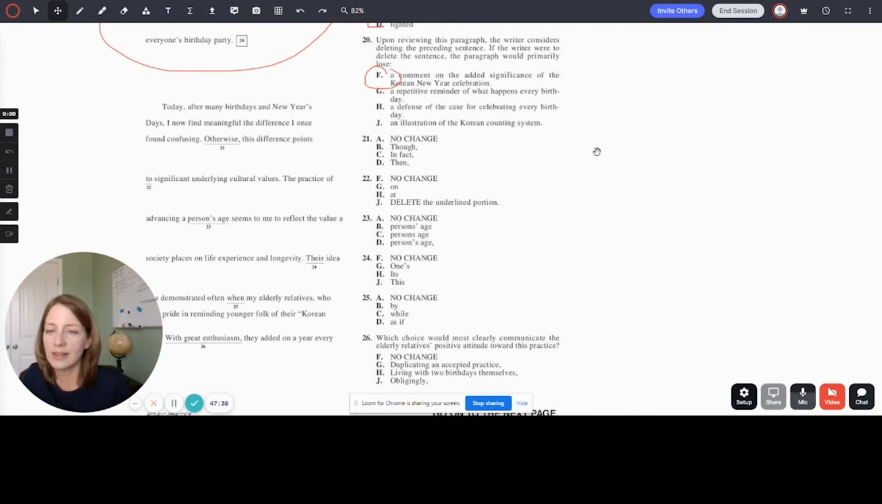Okay. I think today, after many birthdays and New Year's days, I now find this difference I once found confusing. In fact, I think the author is going to carry on and share not only that it is important, but that this difference is not just a superfluous thing. It's not just something that happens and doesn't have meaning. She's saying, in fact, this difference points to significant underlying cultural values.